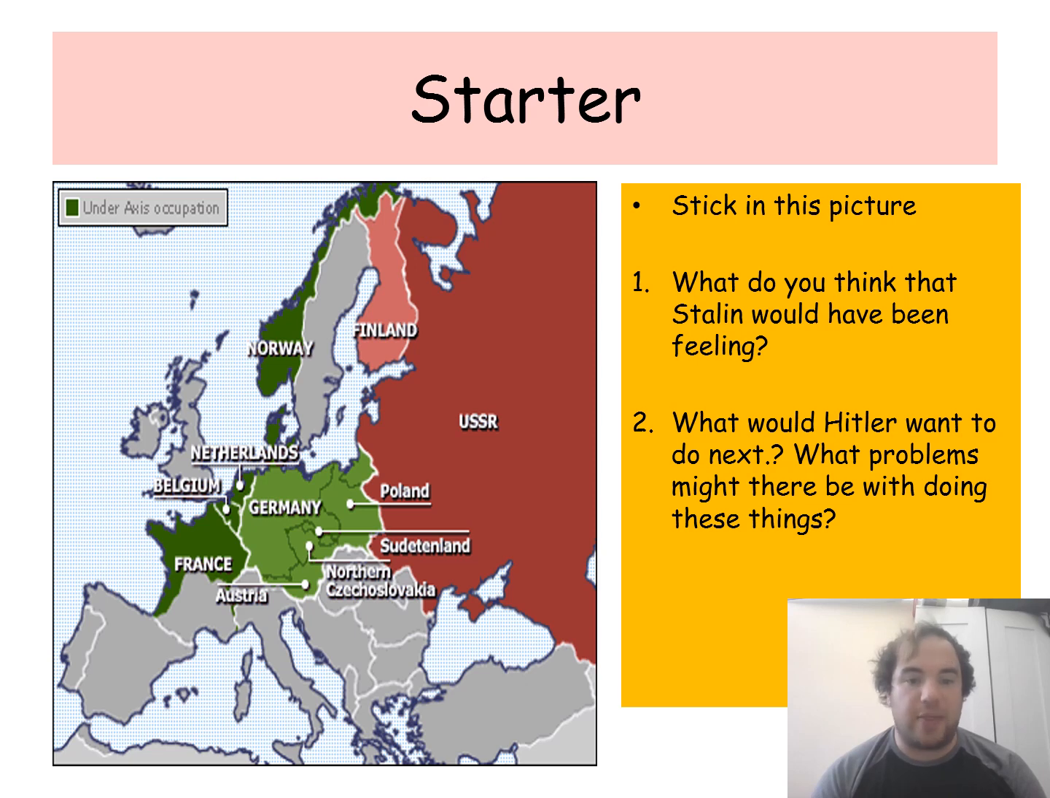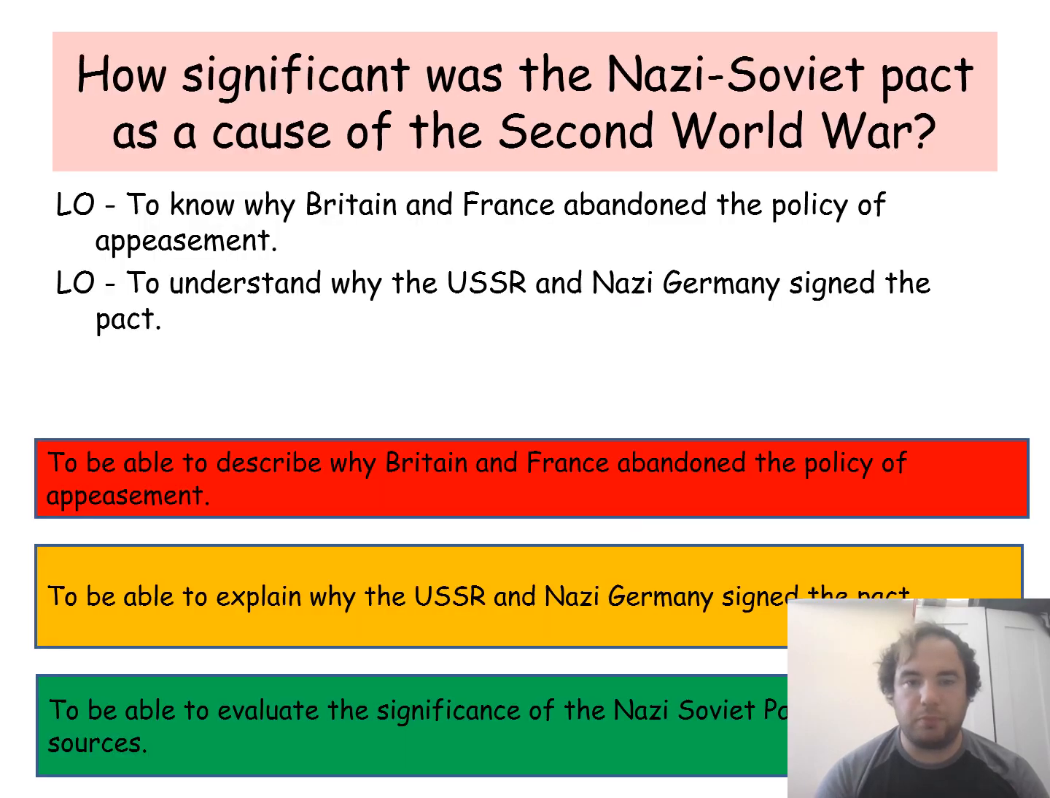And then looking at that map and thinking about what Hitler wanted to do and what he had got away with so far, what do you think he wanted to do next? Big hint here, Lebensraum. Okay, and then also try and think about what problems there might be with doing these things. And that ties us nicely into what we are looking at today, which is how significant the Nazi-Soviet Pact was as a cause of the Second World War.